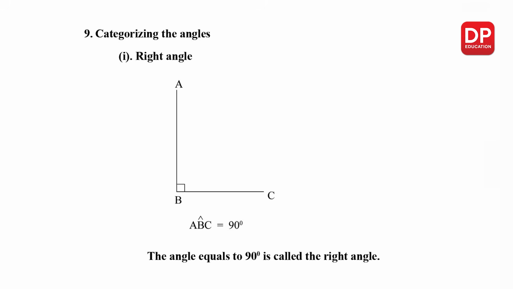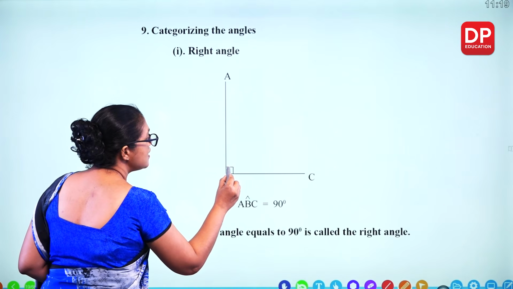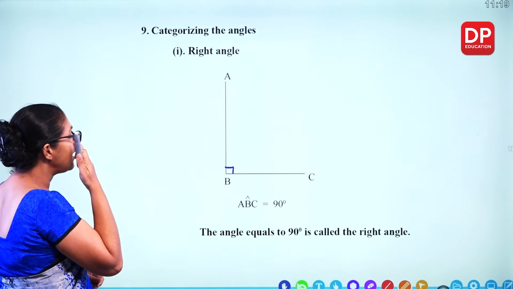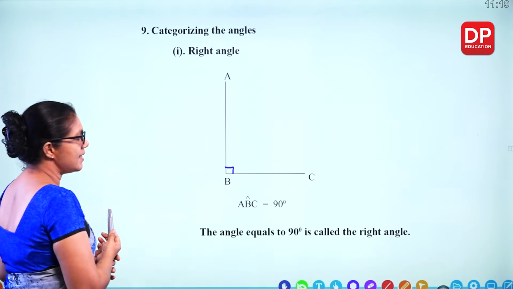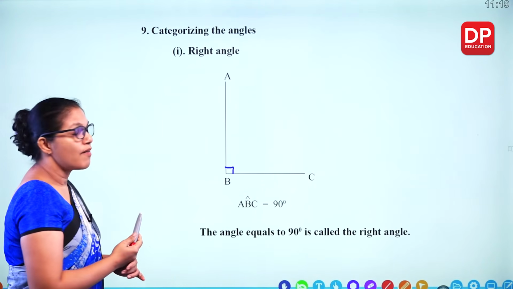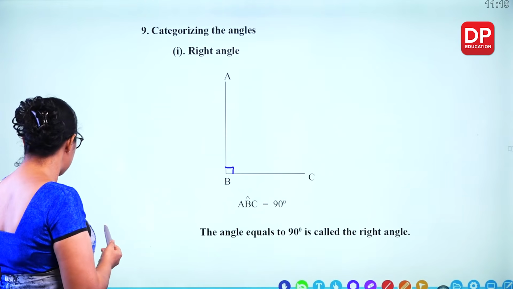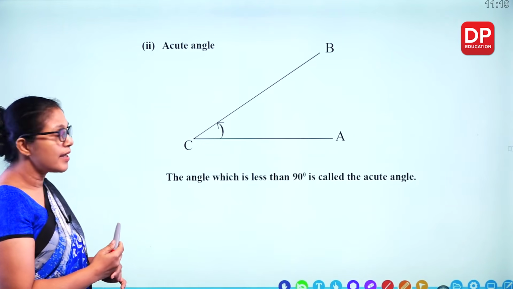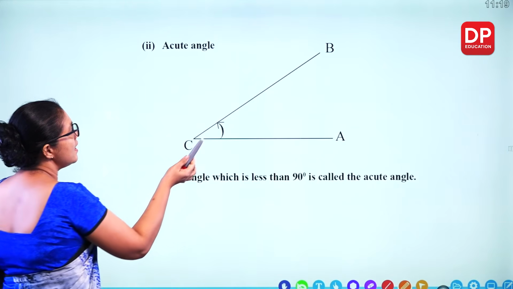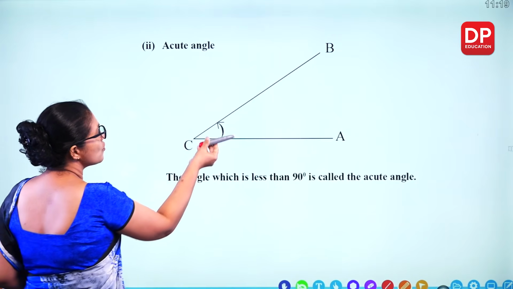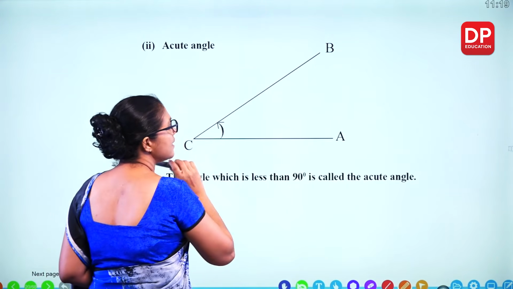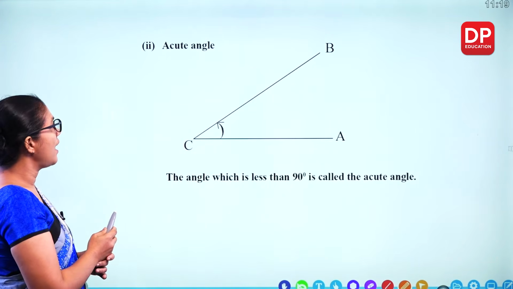Categorizing the angles. So what is this? Right angle. How do we identify a right angle? If we see this symbol, that means 90 degrees. ABC angle is 90 degrees. So that's a right angle. What's the other one? Acute. Acute means an angle less than 90 and more than 0. So a small angle like this we call an acute angle.